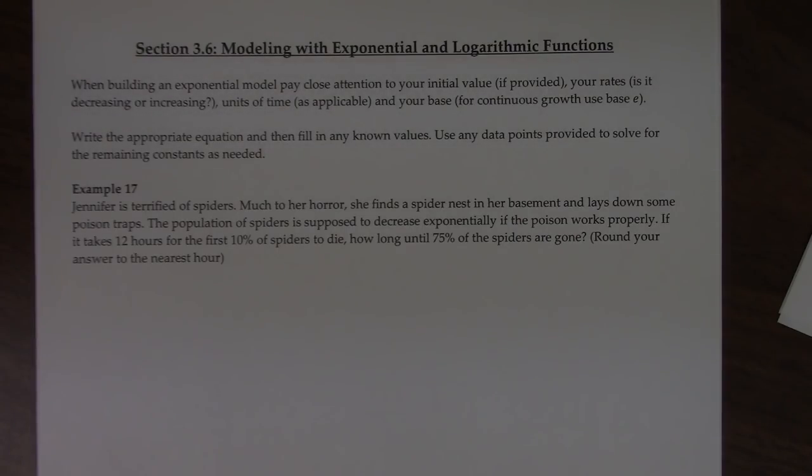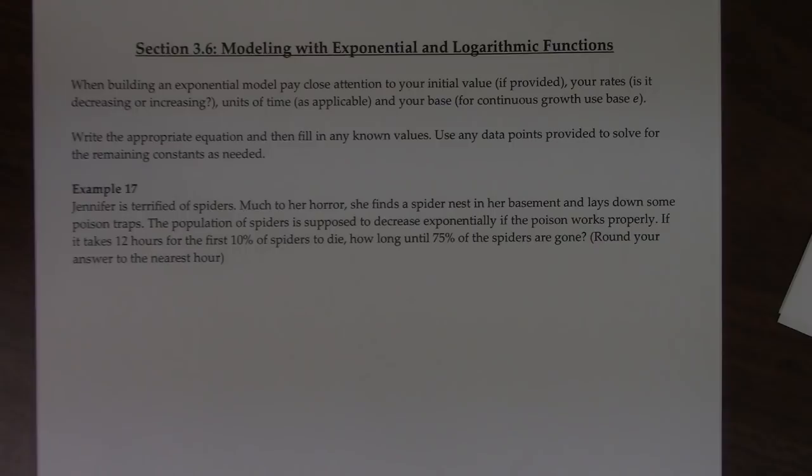Much to her horror, she finds a spider nest in her basement and lays down some poison traps. The population of spiders is supposed to decrease exponentially if the poison works properly. If it takes 12 hours for the first 10% of spiders to die, then how long until 75% of the spiders are gone? Round your answer to the nearest hour.